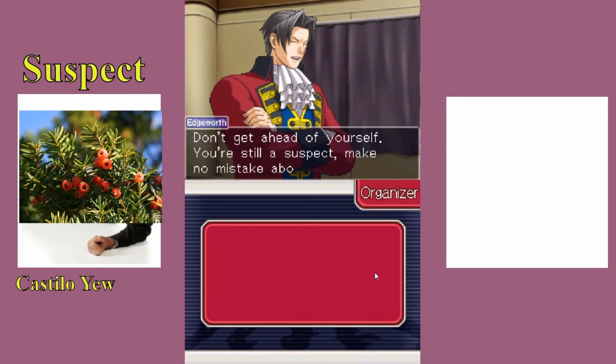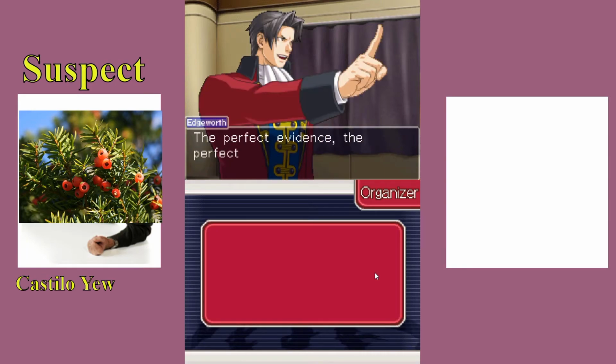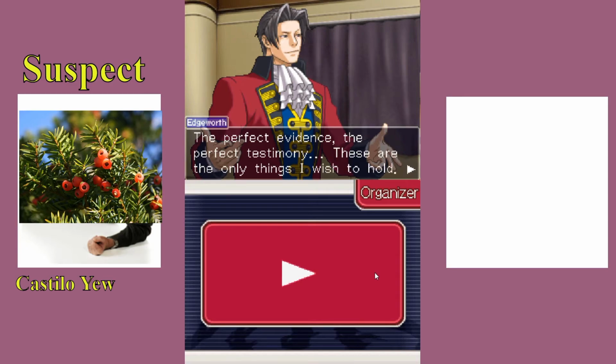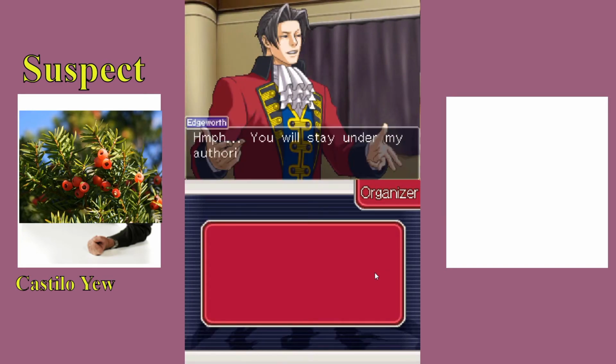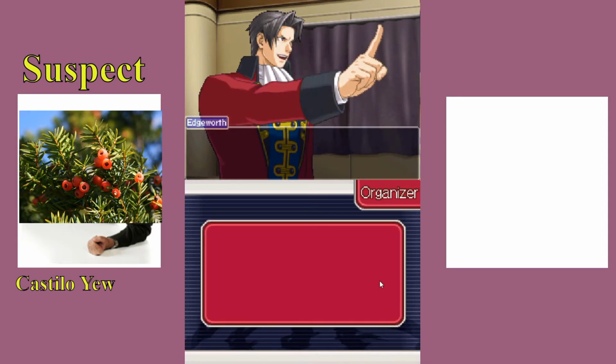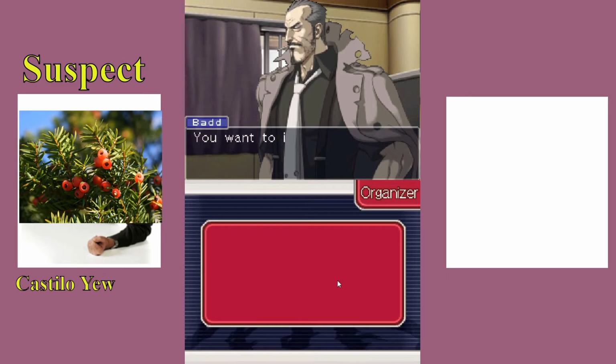But don't get ahead of yourself. You're still a suspect. Make no mistake about that. The perfect evidence, the perfect testimony. These are the only things I wish to hold. But I didn't do it. You will stay under my authority and go investigate Mr. Manny Cochin with me. And remember, I will not be very forgiving. Oh. You want to investigate Cochin? You'd just be wasting your time. Why would I be wasting my time, sir?